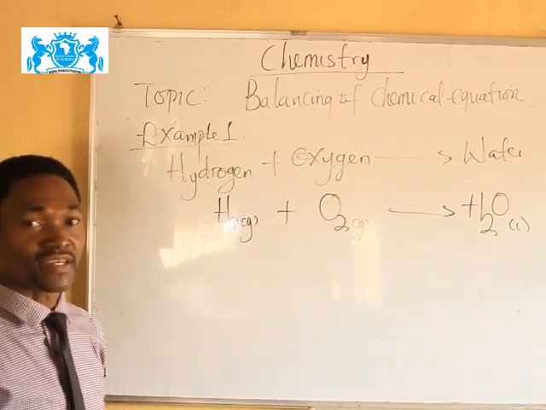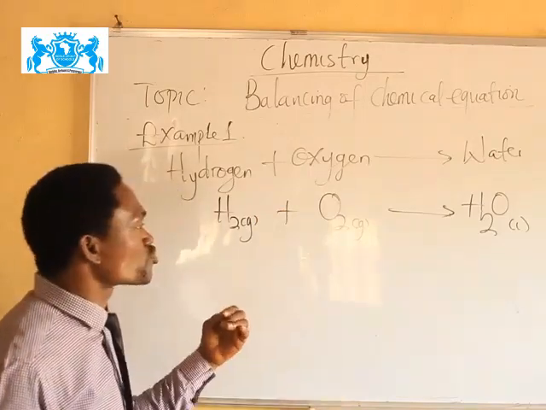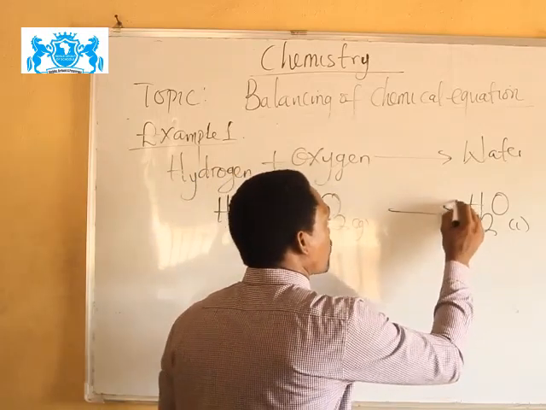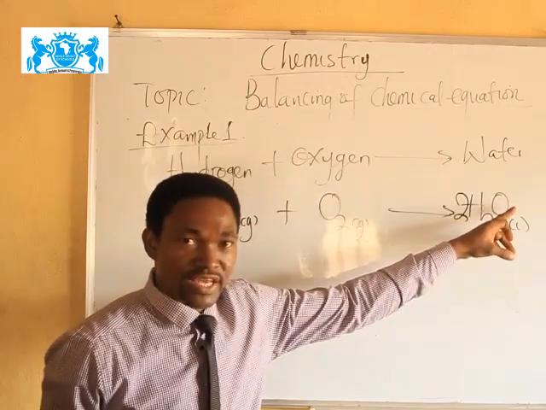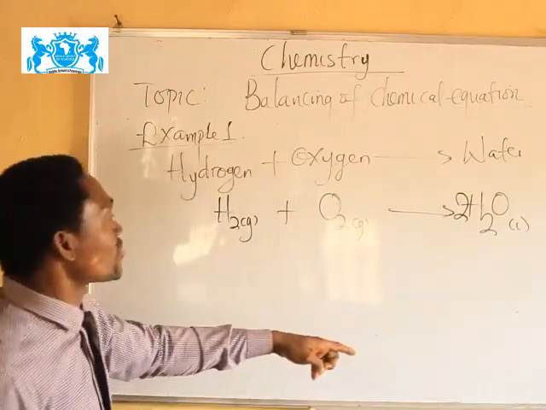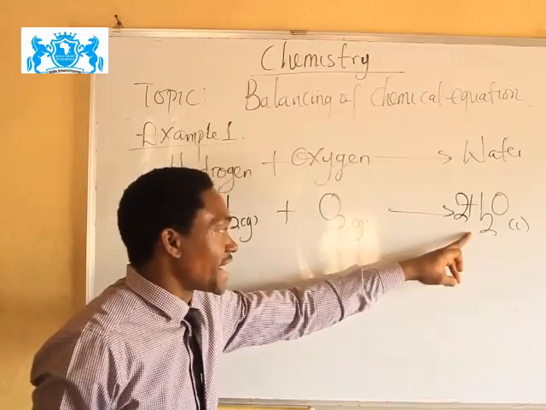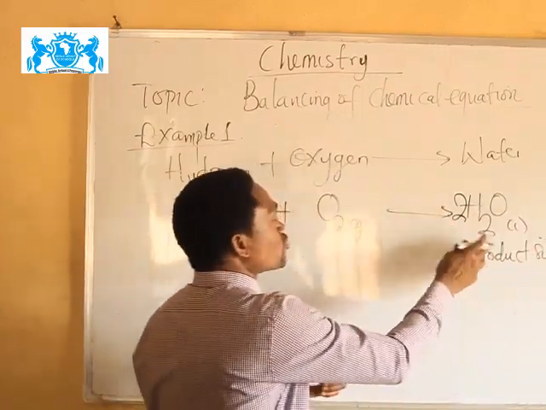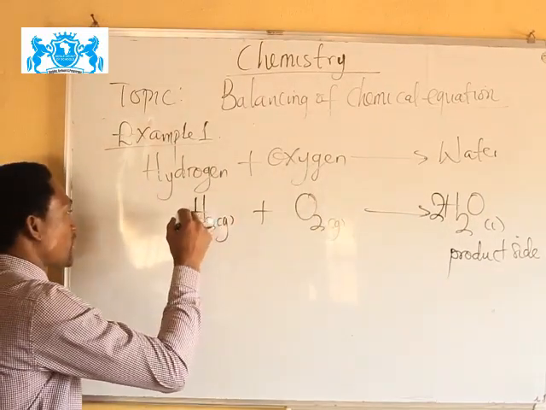So oxygen on both sides is not balanced. We attempt to balance it by getting the LCM between 2 and 1. The LCM between 2 and 1 is 2. We use 2 to multiply the product side, so we are able to balance the oxygen on the reactant side and on the product side. But in the process of balancing oxygen, we inevitably created another problem. We have increased the number of hydrogen on the product side, which is now a total of 4, 2 times 2. The number of hydrogen on the reactant side remains 2. So we come over to this side and multiply here by 2.